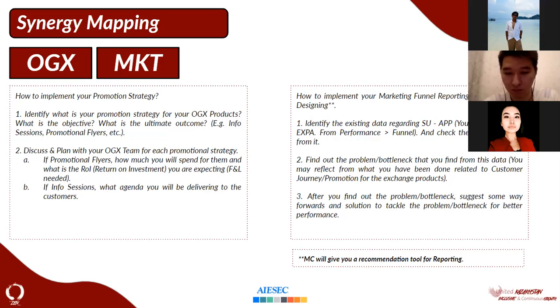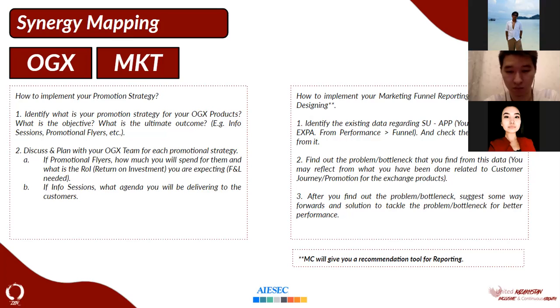Secondly, sorry, how to implement your marketing funnel reporting and way forward designing. So first, identify the existing data regarding sign up to apply. You can take it from EXPA, from the performance and then funnel, and check the conversion rate from it. Second, find out the problem and/or bottleneck that you find from this data. You may reflect on what you have done related to the customer journey or promotion of the exchange product. Again, find out the problem and bottleneck because it's very important for you to know your way forward.